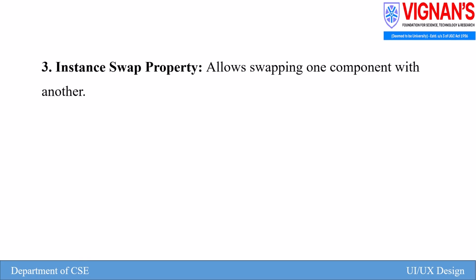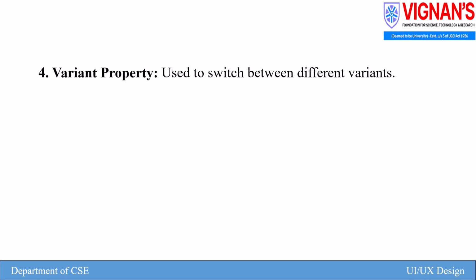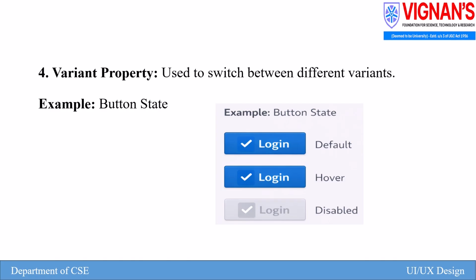Another useful feature of components is the instance swap property. This allows designers to quickly replace one component with another without changing the overall layout. For example, a button can easily swap its icon between an arrow icon, search icon, cart icon. Variant property is used to switch between different versions of a component inside a design. For example, a button can have different states such as default, hover, and disabled.